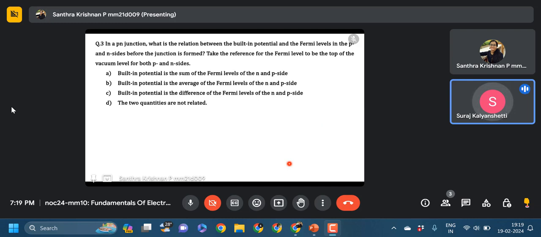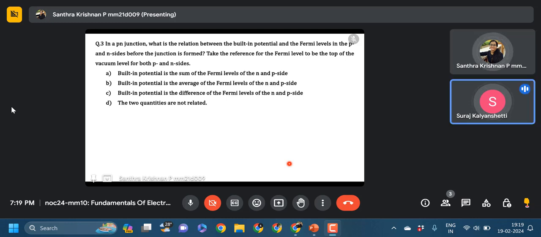In a PN junction, what is the relation between the built-in potential and the Fermi level in the P and the N side before the junction is formed? Take the reference for the Fermi level to be the top of the vacuum level for both the P and N sides. Oh, they are asking us to take the vacuum level as the reference for the Fermi level.